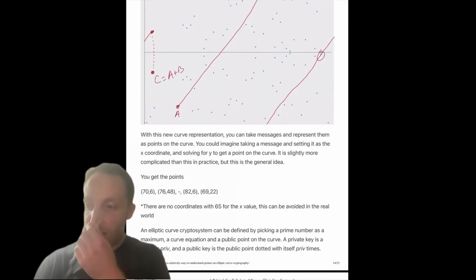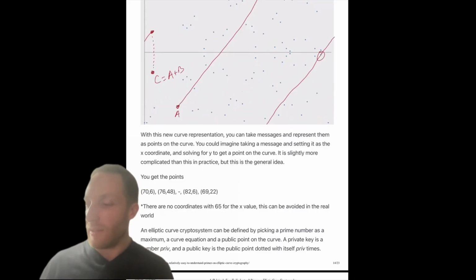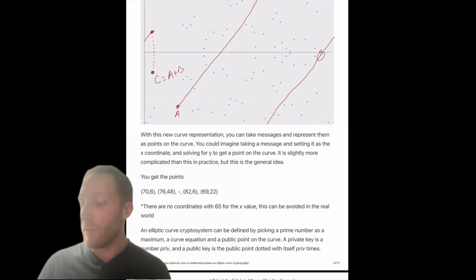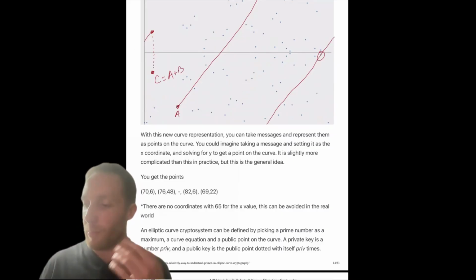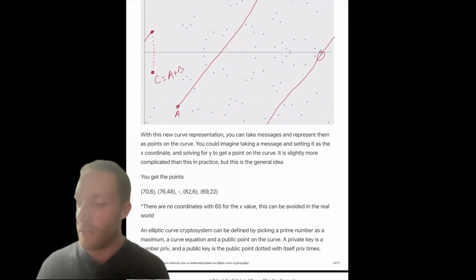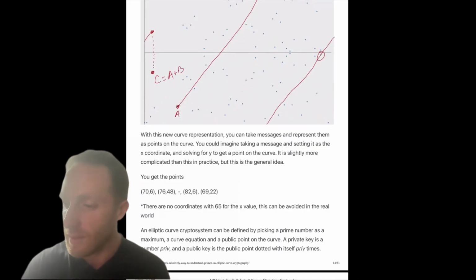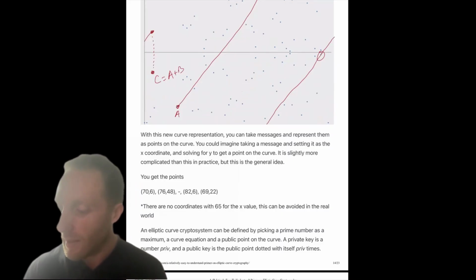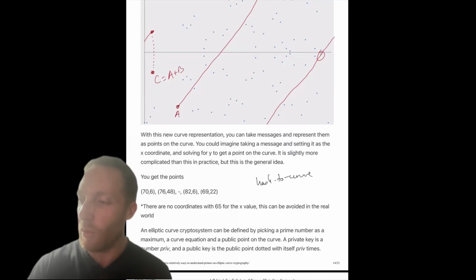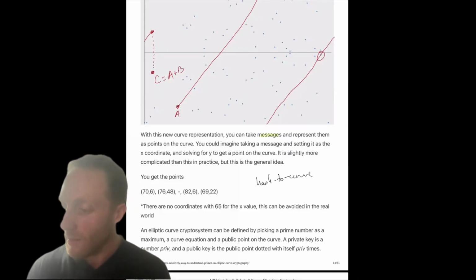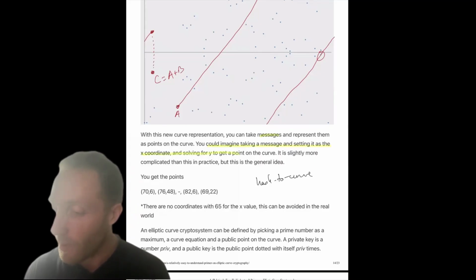Okay, so now we have this, and then he starts talking about how we use this for encryption or signing messages. So first we need a primitive of hashing. We need to hash to this curve. So this entire thing is just hash to curve, which is a whole field in itself, but we start with a message, and you could imagine taking a message and setting it as the x coordinate and solving for y to get a point on the curve.